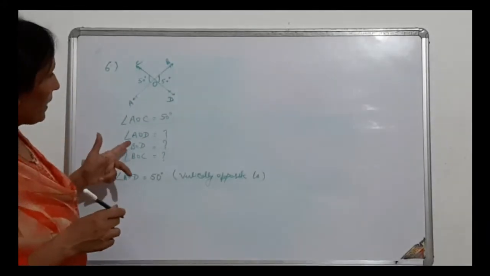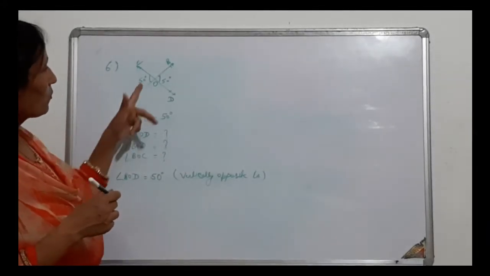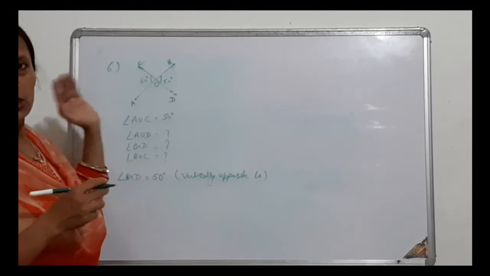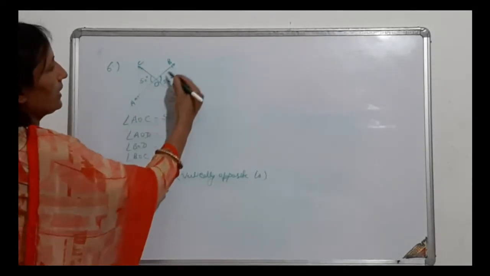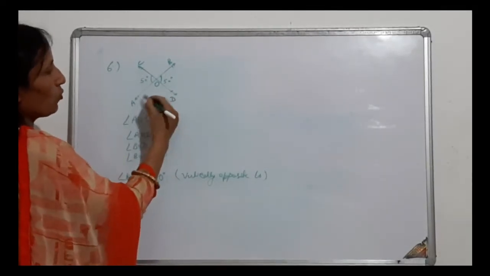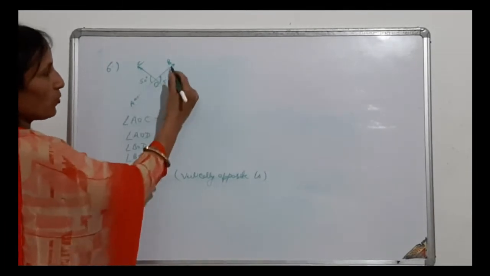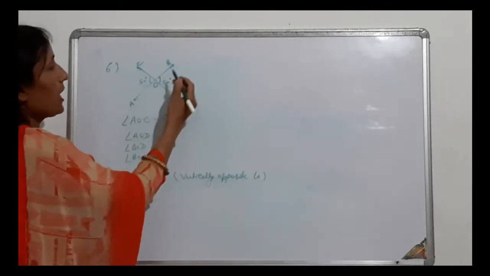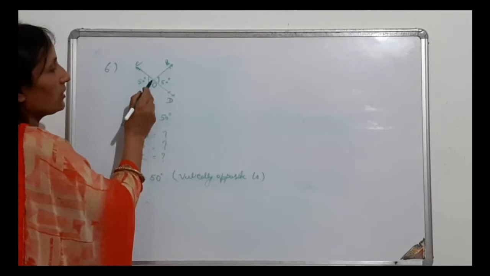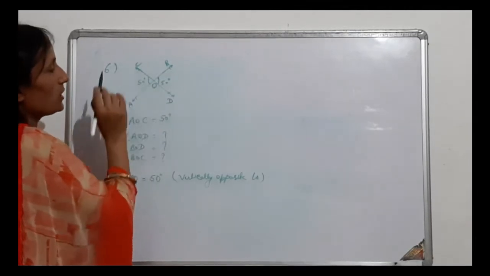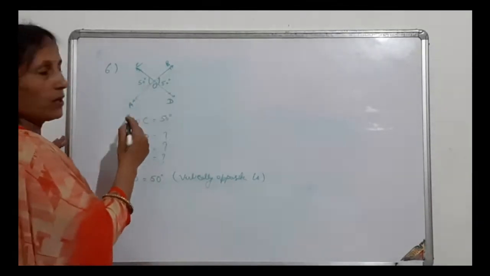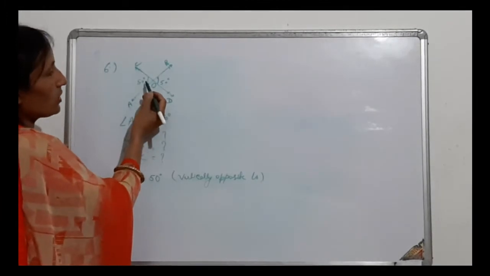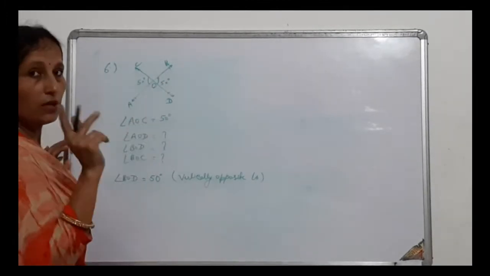Now we have to find angle BOC also. Now you can see here, this is a line AB. There are two rays OA and OB, and these two rays are opposite rays. And then one ray OC is standing on this line AB. So here it is forming a linear pair. So the sum of this angle and this angle will be 180 degrees.